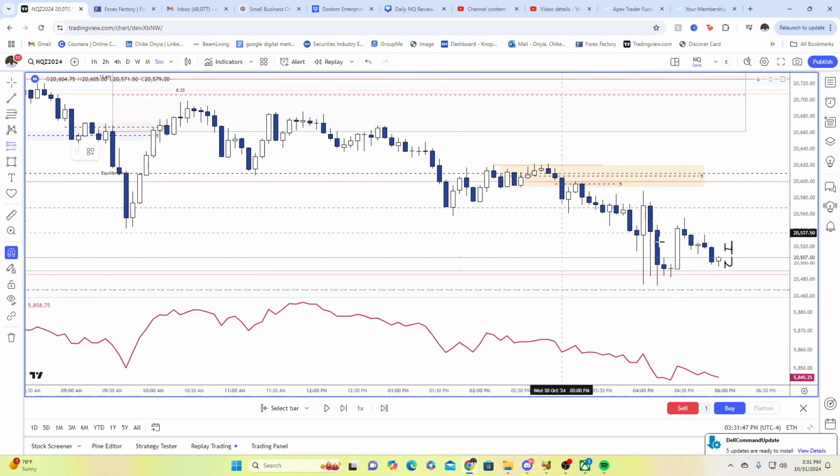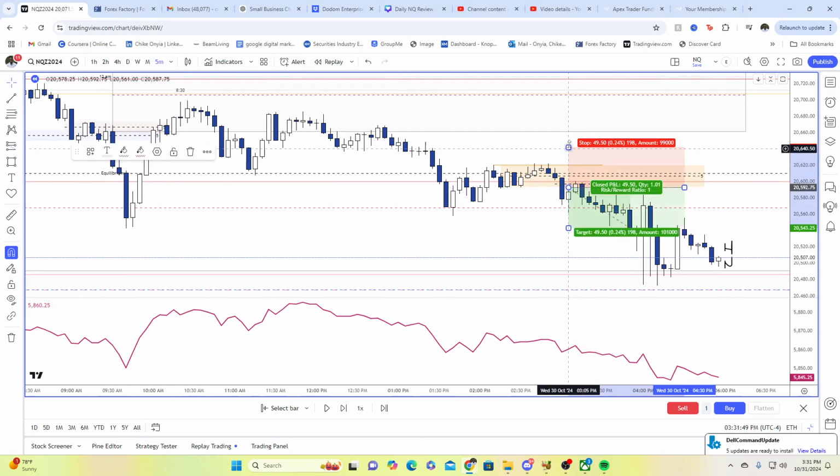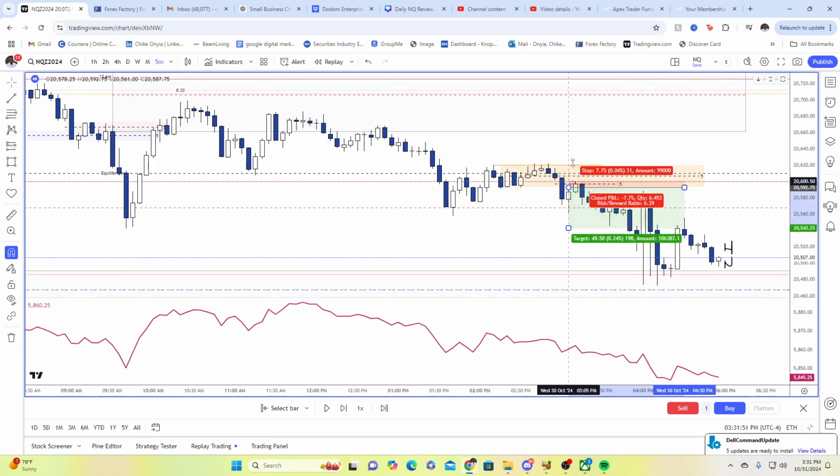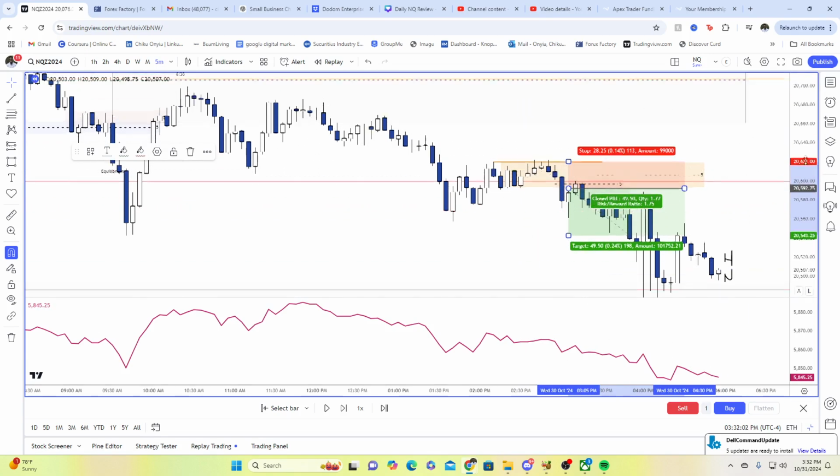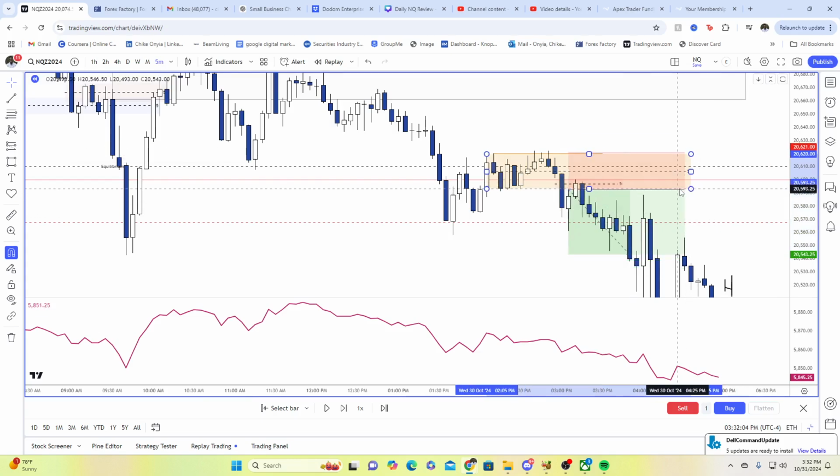Where would be your entry? Your entry is going to be on the high of this fair value gap, and your stop can be right above the breaker, right? Because you have this fair value gap right here, you have this breaker, and you have this bearish order block right here, this whole move right here. That's 3 PD arrays, right? 3 PD arrays where we should not be going through.